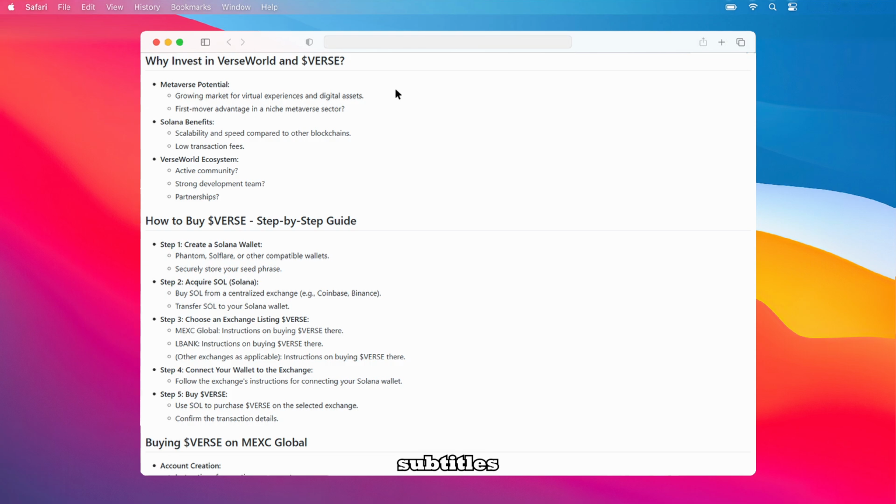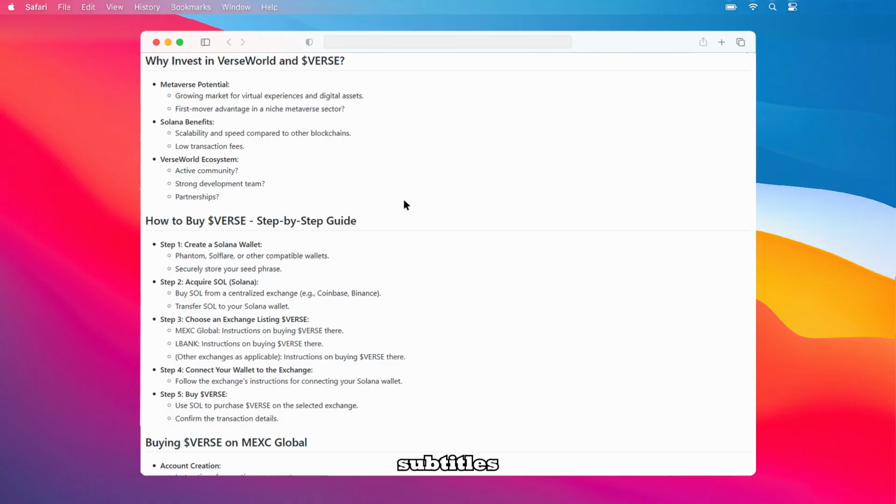Step 1. Create a Solana wallet. Phantom and Solflare are great choices, but feel free to do your own research. Be sure to securely store your seed phrase. Step 2. Acquire SOL, Solana's native token, from a centralized exchange like Coinbase or Binance, and transfer that SOL to your Solana wallet.